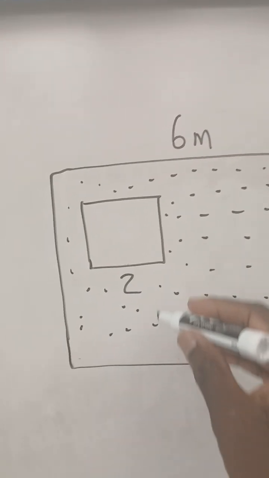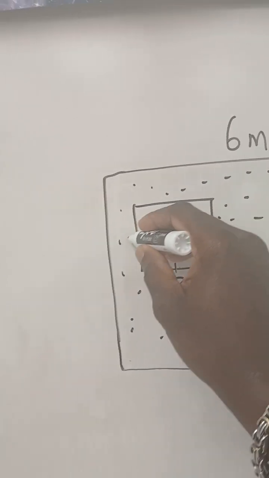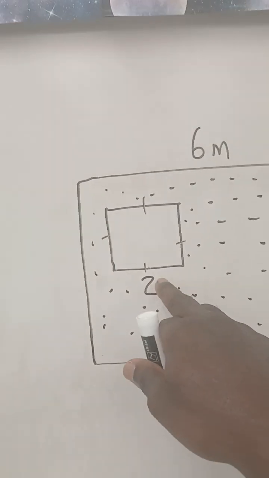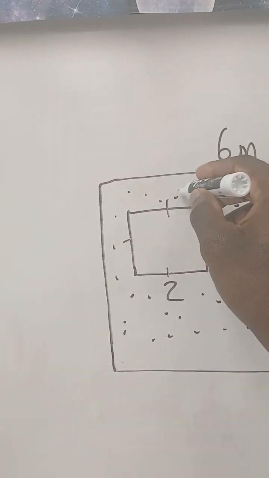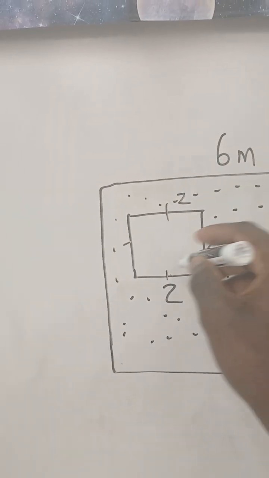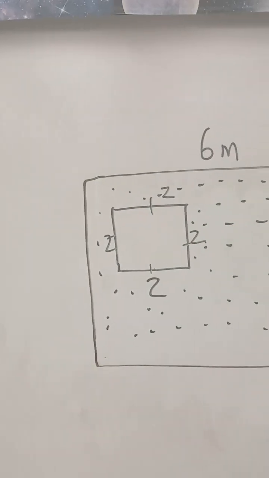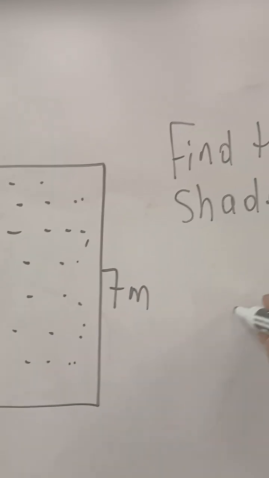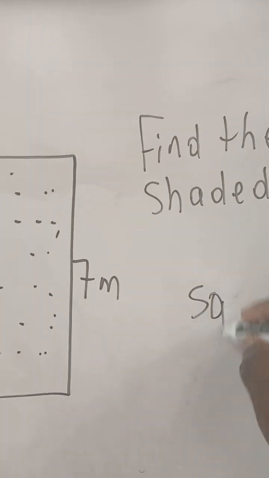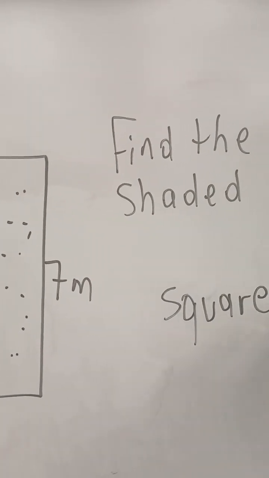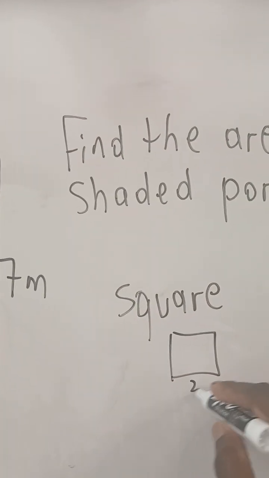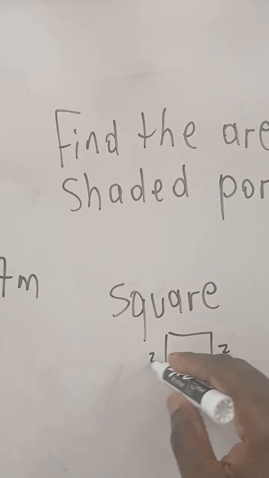When you're given the measurement of one side, it simply means that all the sides are the same measurement. So if this side is 2, the opposite side is also going to be 2, and this side is going to be 2, this side is also going to be 2. All right, so this would be a square, right? So we have a square, S-Q-U-A-R-E, which is a smaller one with 2 centimeters all around.